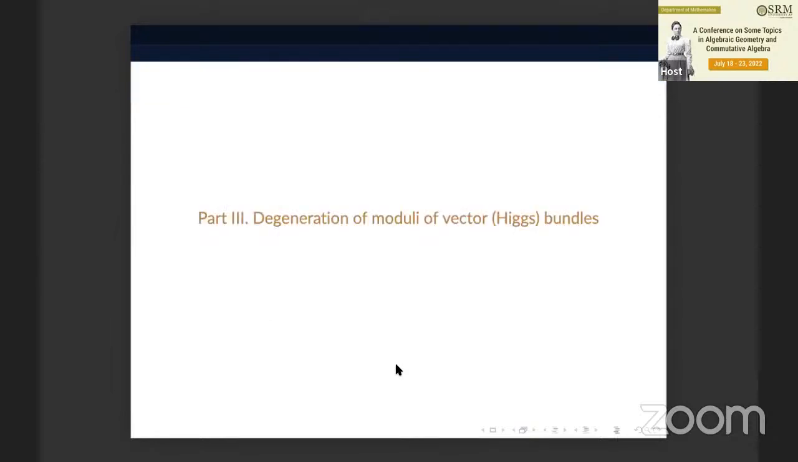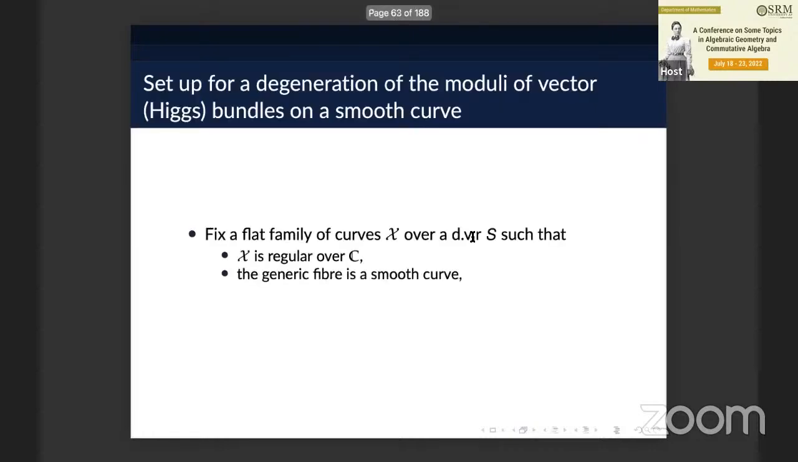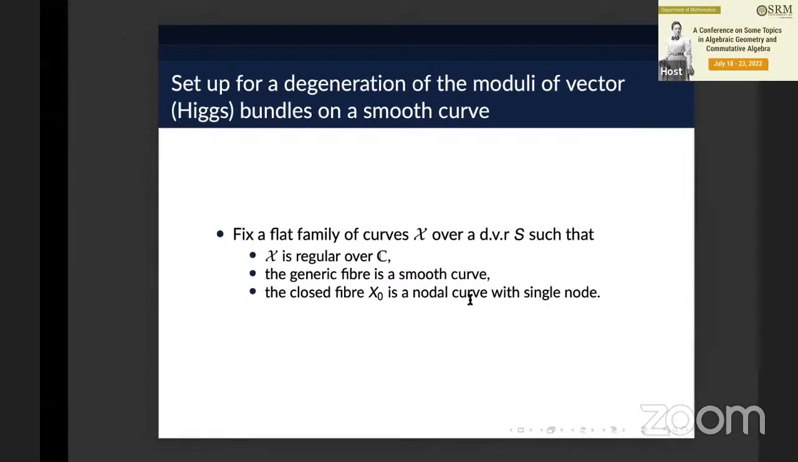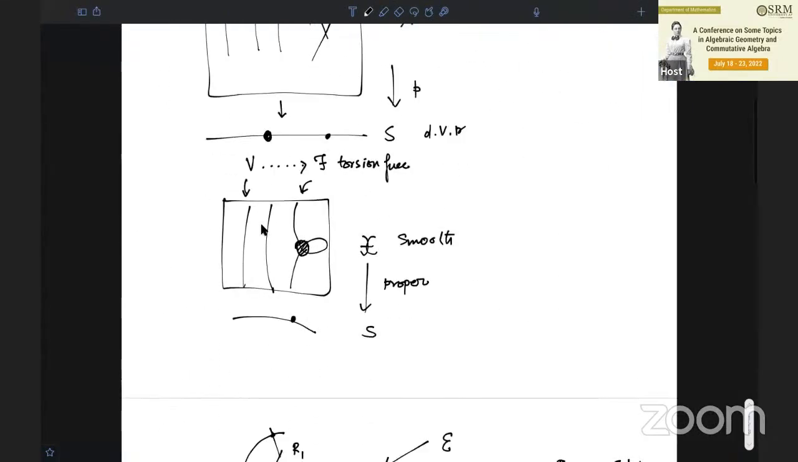So next, I'll talk about degeneration of the moduli of vector bundles and Higgs bundles. The setup is that we fix a flat family of curves over a DVR such that the family is regular or smooth over C. The generic fiber is a smooth curve, and the closed fiber X naught is a nodal curve with a single node. So the picture is like this.